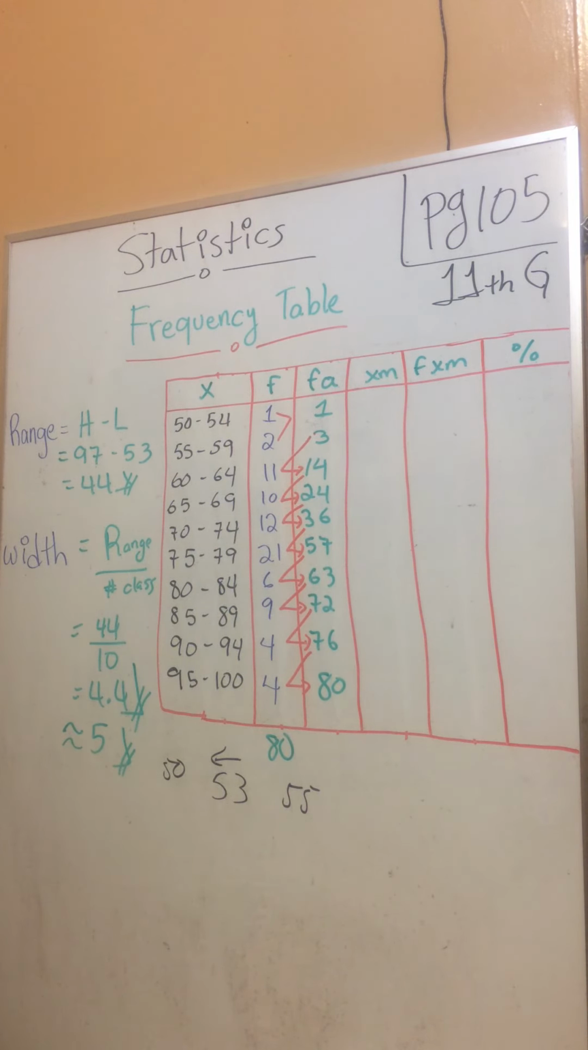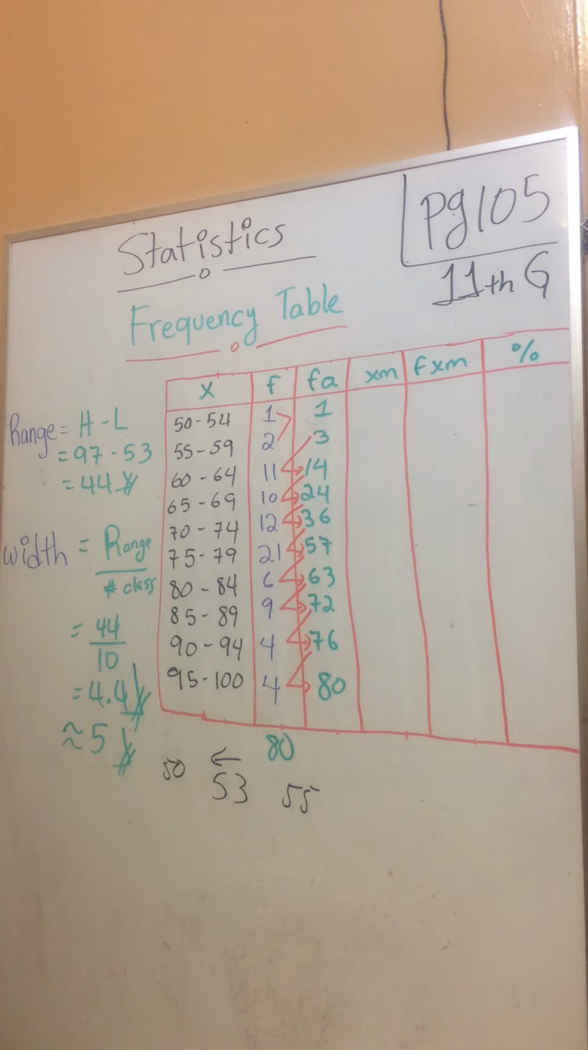Perfect. Now, XM, which would be the median. From the definition that we already copied, it's the class mark. So how do we find the class mark? Let me put it in another color. The class mark is calculated from the formula that we already copied.